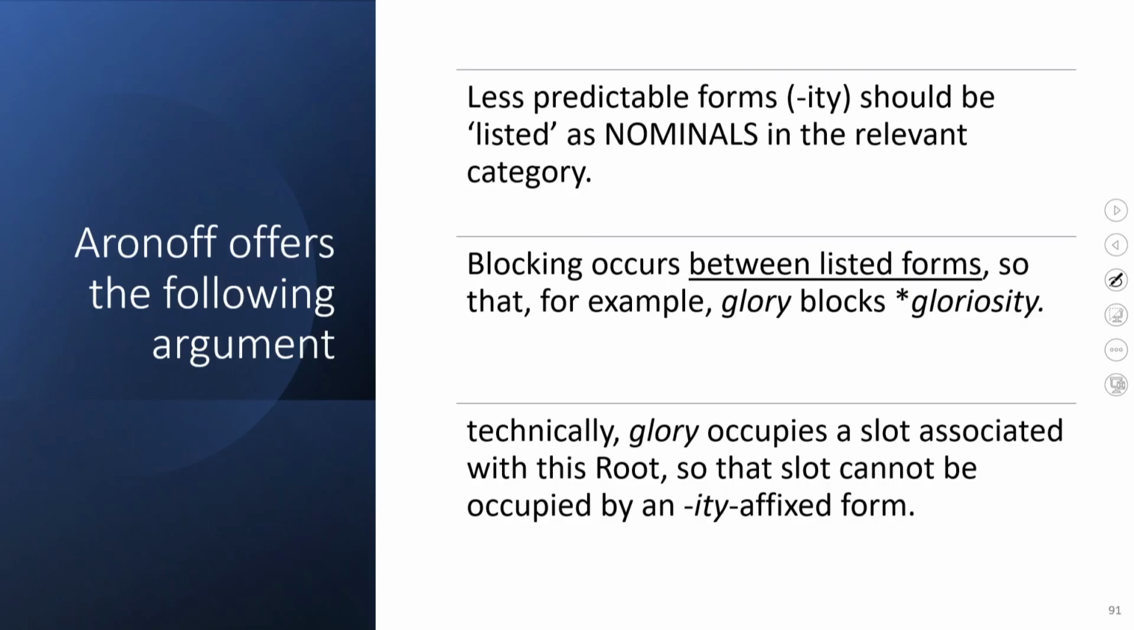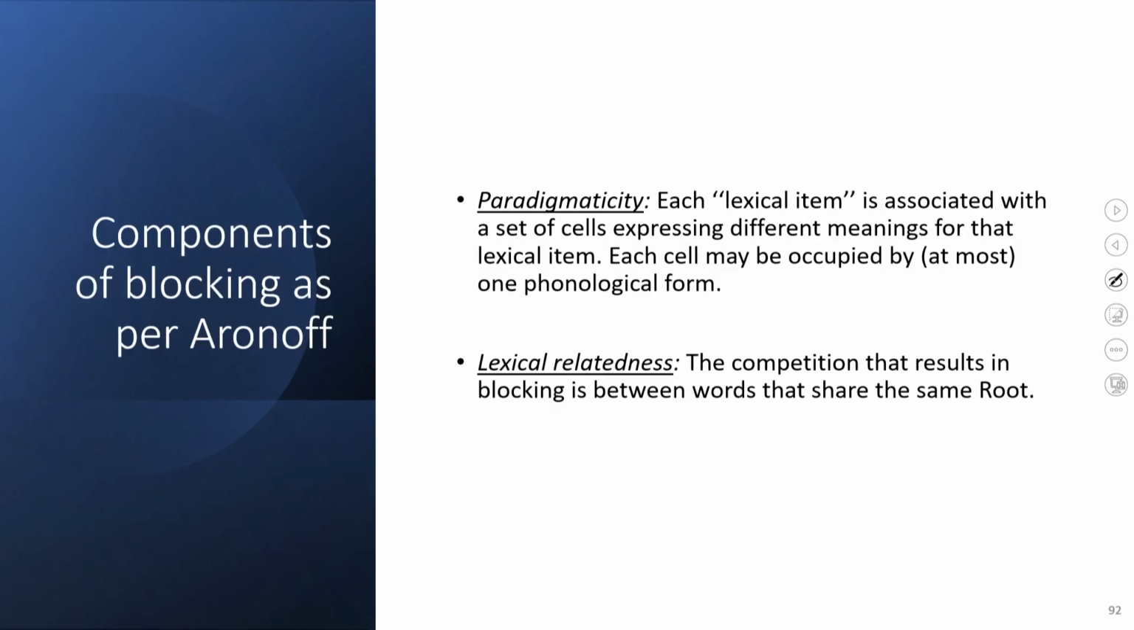In Aronoff's theory there are slots in the structure of the word. So, there is a bare form, that is the IOUS form, that is ness, and then ITY and so on. If there is a bare form, ITY cannot take the position of the bare form of the listed domain. This is the slot. So, technically glory occupies a slot associated with this root. That slot cannot be occupied by an ITY affixed form, but if there is no root form like glory, like you do not have curie, there you can have curiosity. That is the argument provided by Aronoff.